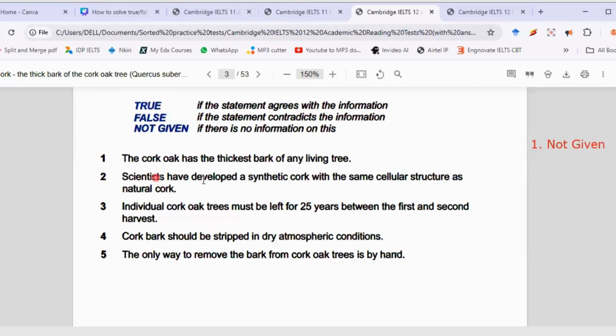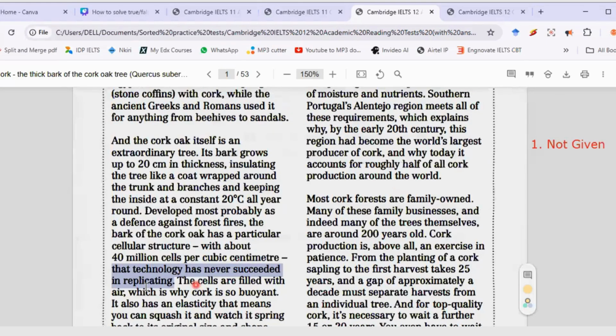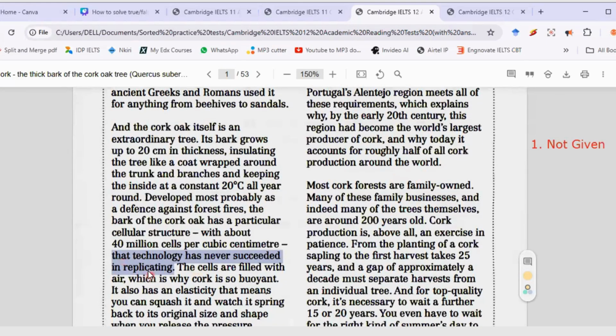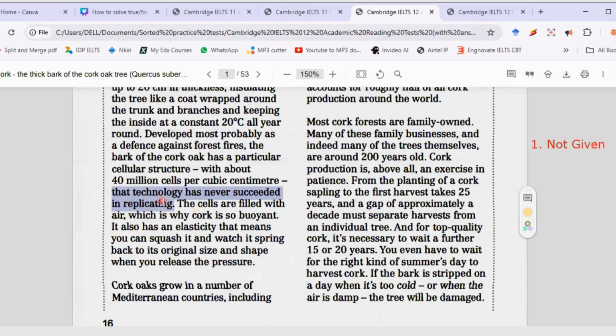Scientists have developed a synthetic cork with the same cellular structure as natural cork. Is that supporting this part I put in color? Does it support or contradict it? Who can tell me? Anybody? Does it support or contradict it? It's contradicting it. Thank you. It's false. This passage tells us clearly that technology has not yet replicated this structure.